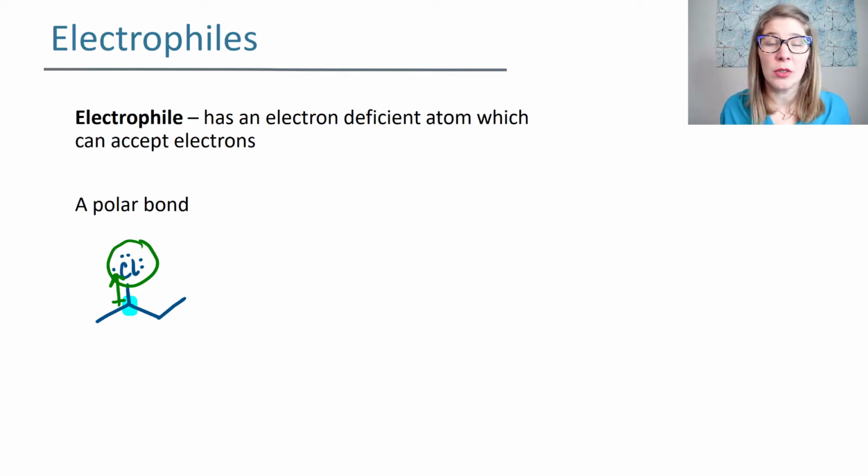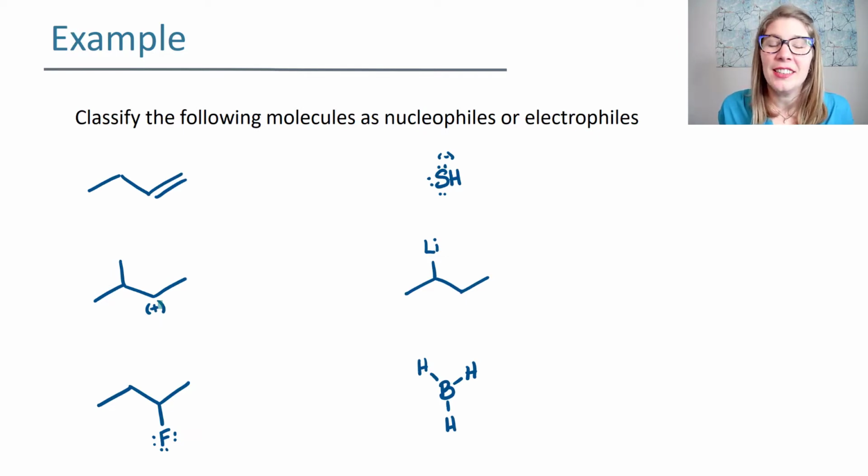Your electronegative atoms are going to do this. They're going to pull electron density away from carbon, leaving a partial positive in its wake, and that is going to be an electrophilic site. Here I have an example that I'd like you to do.